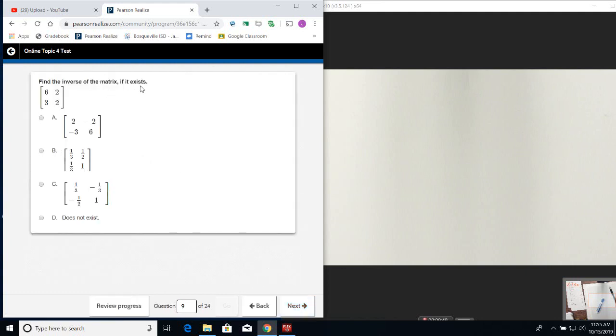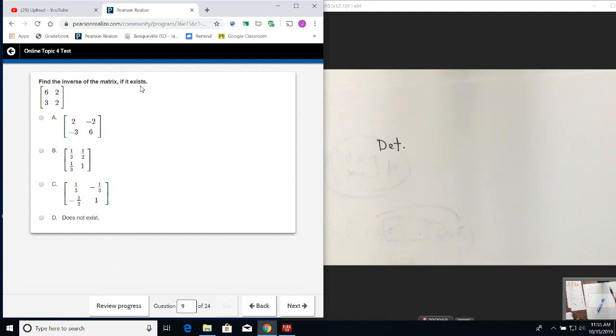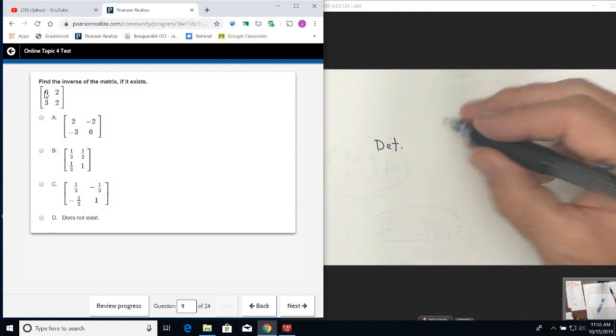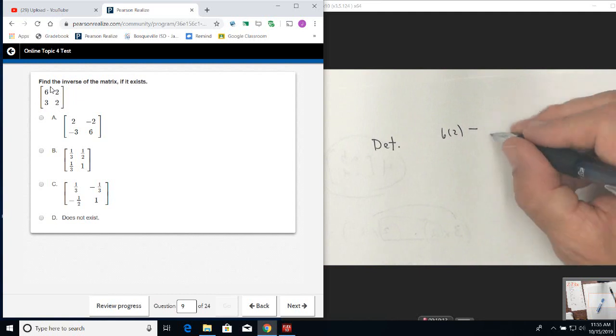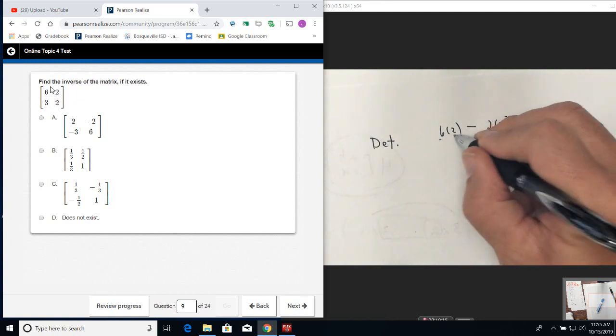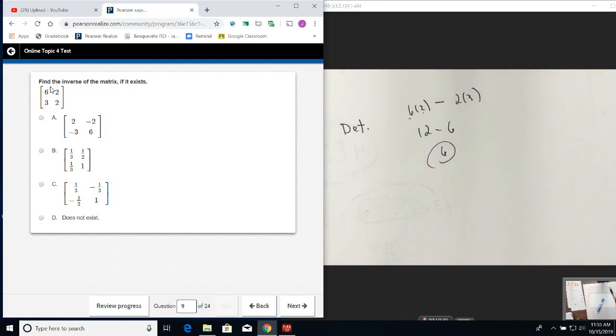Alright, find the inverse of this matrix if it exists. Well, how do I know if the inverse exists? Y'all remember how to do that? Find the determinant. The determinant of that would be the product of 6 times 2. The main diagonal is 6 times 2, minus the subdiagonal, which is 2 times 3. So 6 times 2 is 12, minus 2 times 3 is 6, which is 6. That's the determinant. Y'all with me?